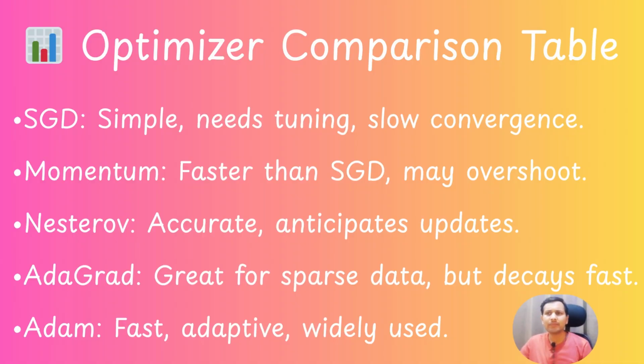Now let us compare the optimizers. SGD is simple, needs tuning, and has slow convergence, as we could see from the curve. SGD with momentum is faster than SGD, an improvement on it, but it may overshoot. Nesterov momentum is accurate and anticipates updates. Adagrad is great for sparse data but decays fast. Adam is the fastest among these; it is adaptive and widely used. The Adam optimizer is the best we can use.